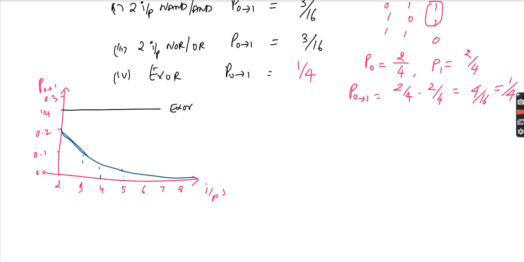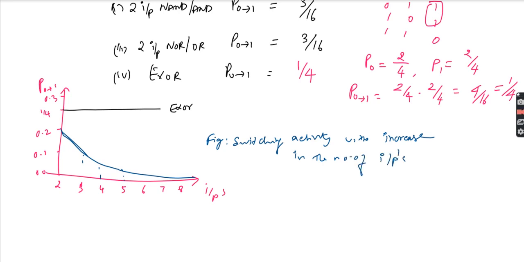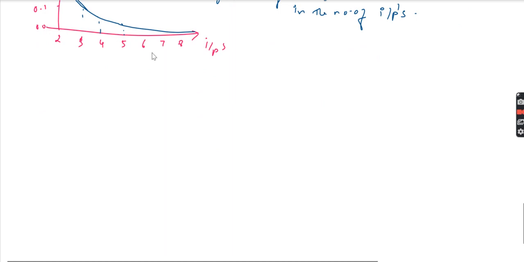The figure shows the switching activity for various inputs, with an increase in the number of inputs. Now in this figure, we have shown only static CMOS gates. Now let me discuss the switching activity for complex logic gates.